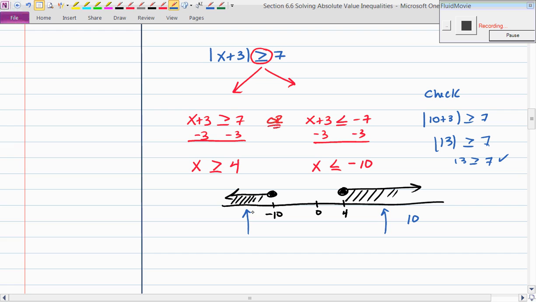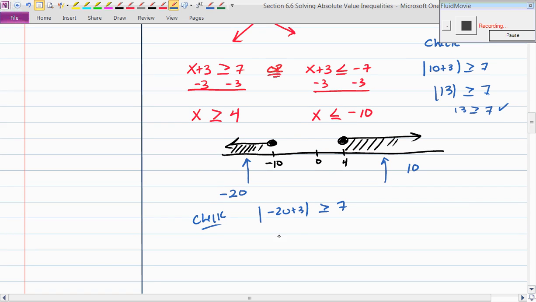Let's take a test point in this region, like negative 20. Let's check to see if that one is true. If I take the absolute value of negative 20 plus 3, is that greater than or equal to 7? Well, at first, it doesn't look like it, but remember, absolute value is always positive. So this is going to be the absolute value of negative 17. Is that greater than or equal to 7? Yes, because the absolute value of negative 17 is positive 17, and that, of course, is greater than or equal to 7. And that concludes our video.